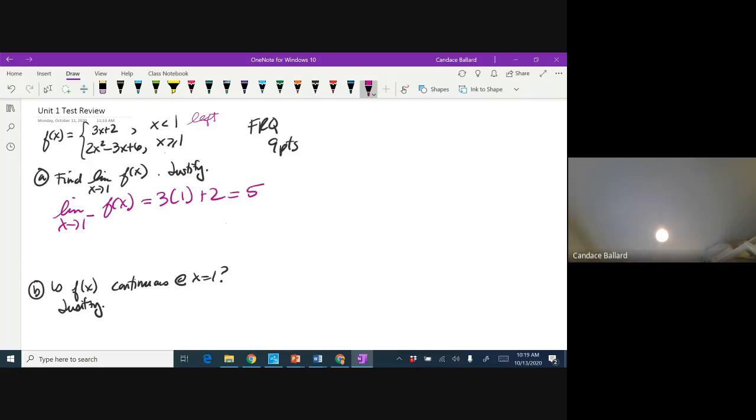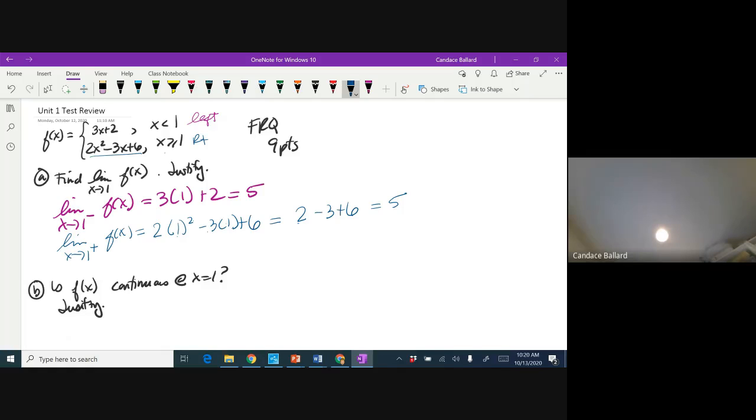Let me finish this part and then I've got to talk about multiple choice or free response. Then this is going to be your right-hand limit. So the limit as x approaches 1 from the right of f of x equals, and I'm going to plug into this branch, 2 times 1 squared minus 3 times 1 plus 6. All right, 1 squared is 1 times 2 is 2. Negative 3 times 1 is negative 3. Plus 6, and 2 minus 3 is negative 1, plus 6 is 5.